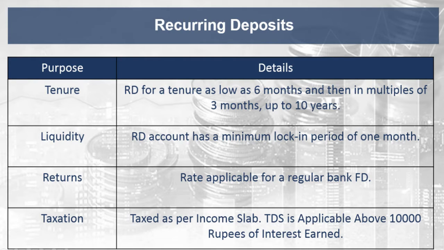If we measure the recurring deposit against our 4 criteria, the tenure can be as low as 6 months, in multiples of 3 months up to 10 years. Liquidity for the recurring deposit is a lock-in period of 1 month. Returns are the same as bank fixed deposits, and taxation is similar to bank fixed deposits. It is taxed as per the income slab, and TDS will be applicable if the interest amount is more than 10,000 in a year, then the TDS will be deducted from the bank side.